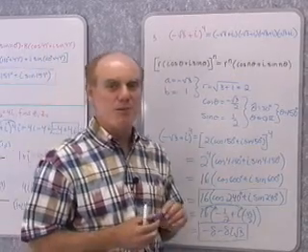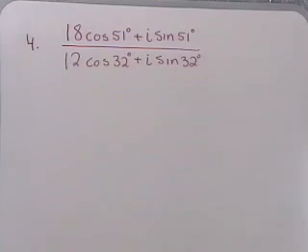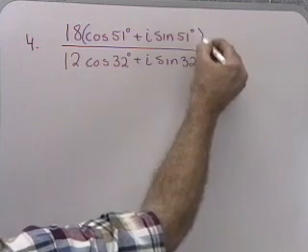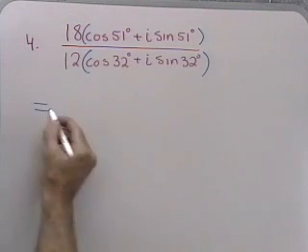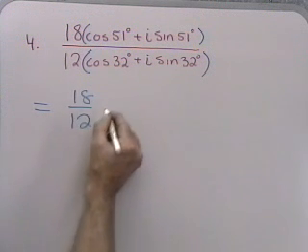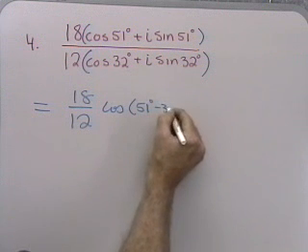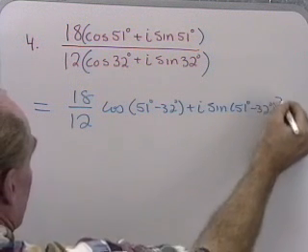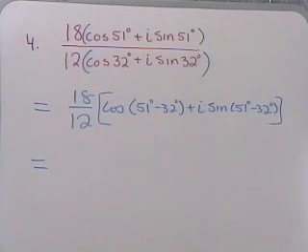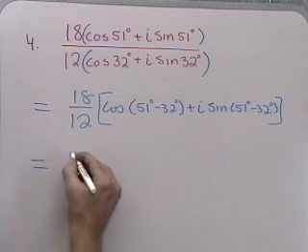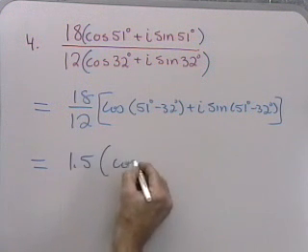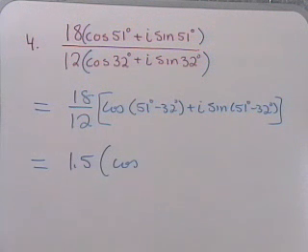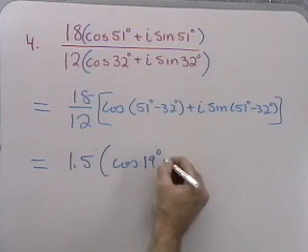The last problem I want to work is a division problem, just to show you how the rule works with division. Let's take a look at it. 18 cosine 51 plus I sine 51, and then 12 cosine 32 plus I sine 32, and looks like I need to write my parentheses in here. Okay, so according to my rule then, this is 18 divided by 12 cosine of 51 degrees minus 32 degrees plus I sine 51 degrees minus 32 degrees. So 18 divided by 12, both of those have a 6 in common, so that's 3/2. Or I can write 1.5, and then that's times cosine of 51 minus 32, which is 19 degrees.